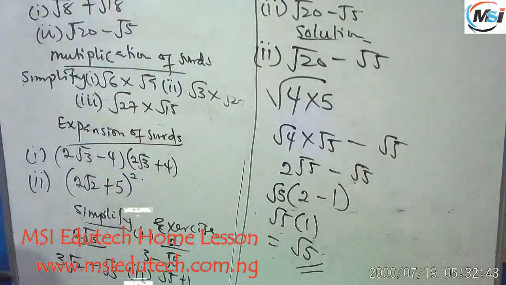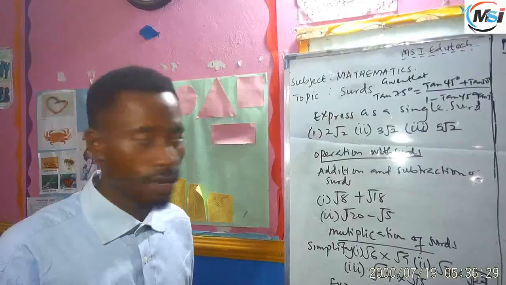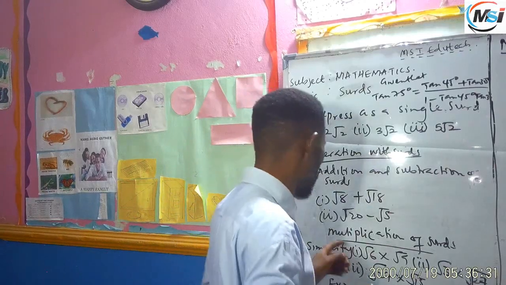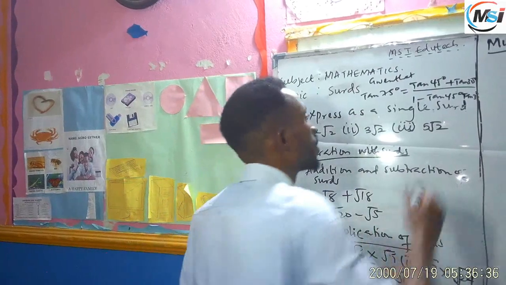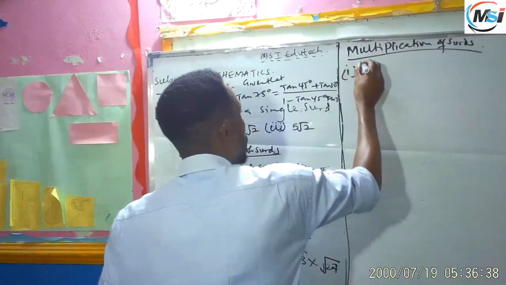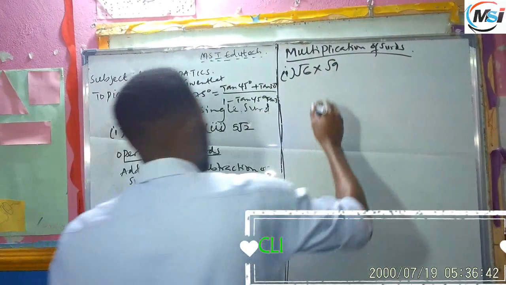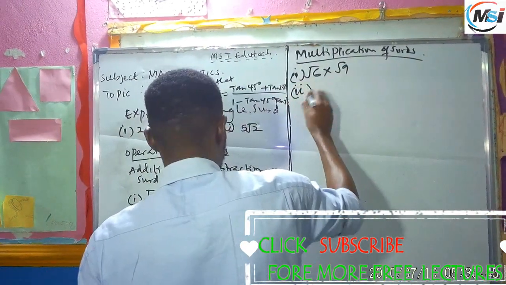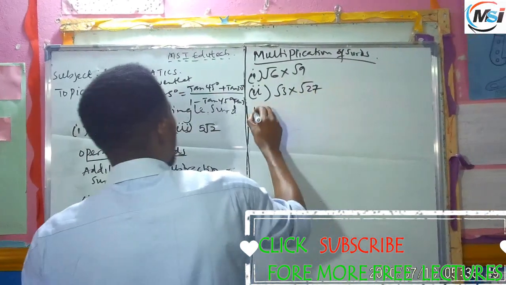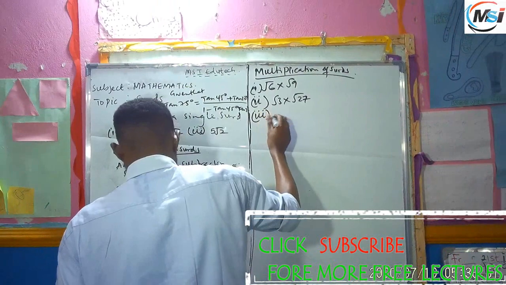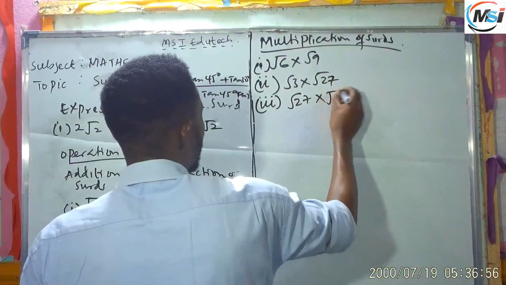Alright, so I'm going to the second stage, which is the multiplication of surds. Okay, let's consider multiplication of surds. So if we have this question, root 6 times root 9, on figure 1, and this question, root 3 times root 27, and the third one is root 27 times root 15.